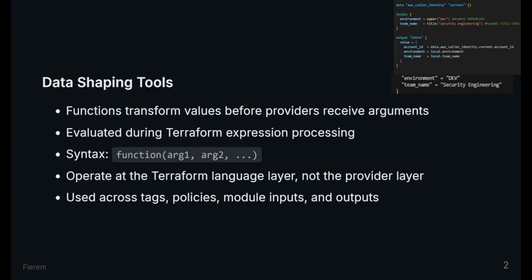Built-in functions are Terraform language operators that transform values before a provider receives them. Terraform evaluates functions during expression processing inside the configuration graph. The mechanism is simple. A function receives input values, applies a deterministic rule, and returns a new value. The outcome is normalized configuration data before Terraform constructs provider API payloads.